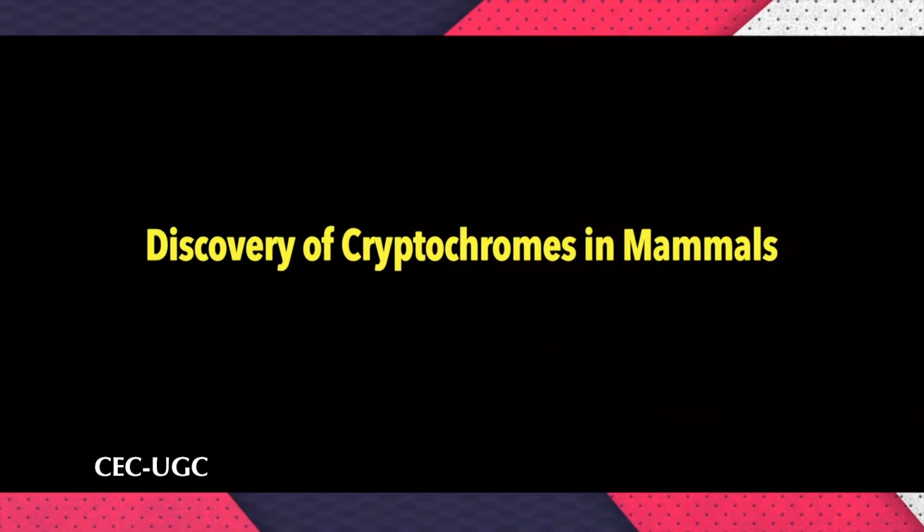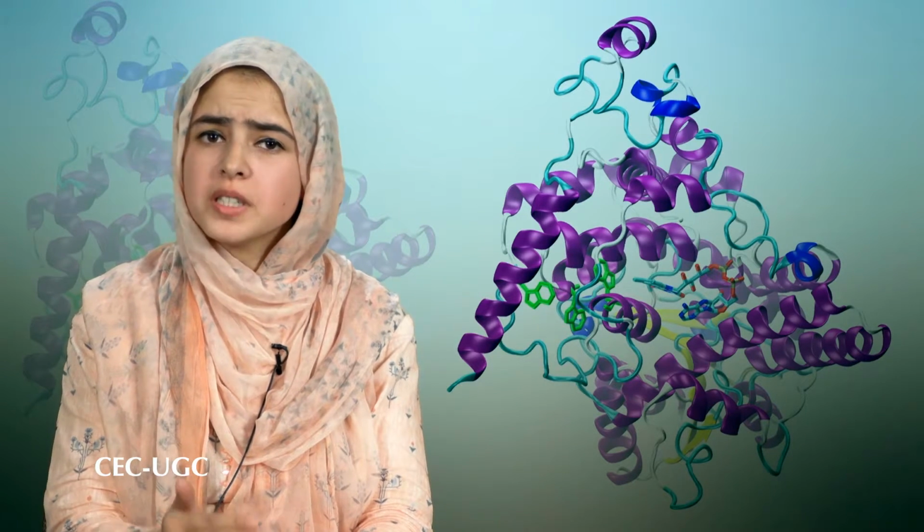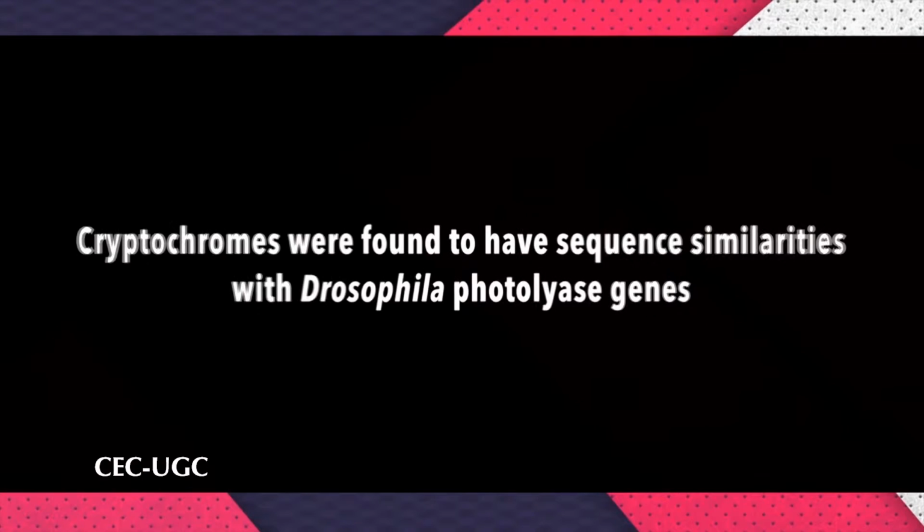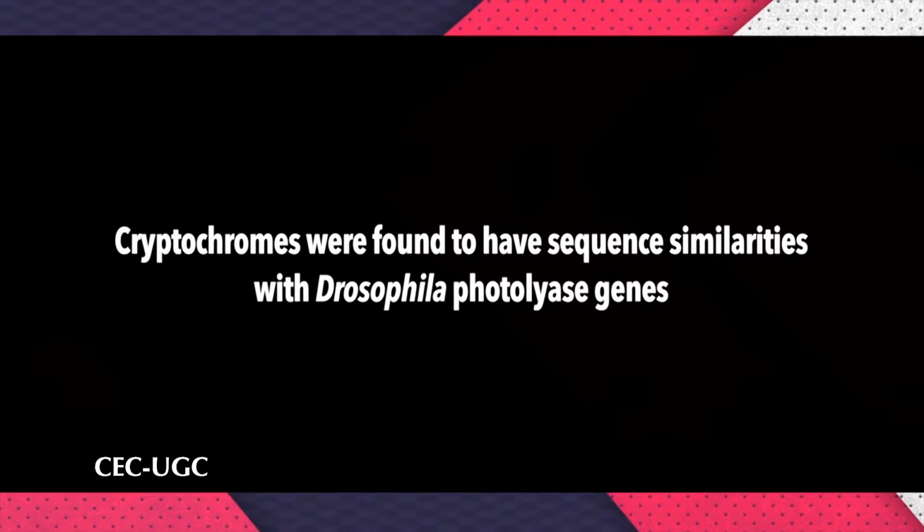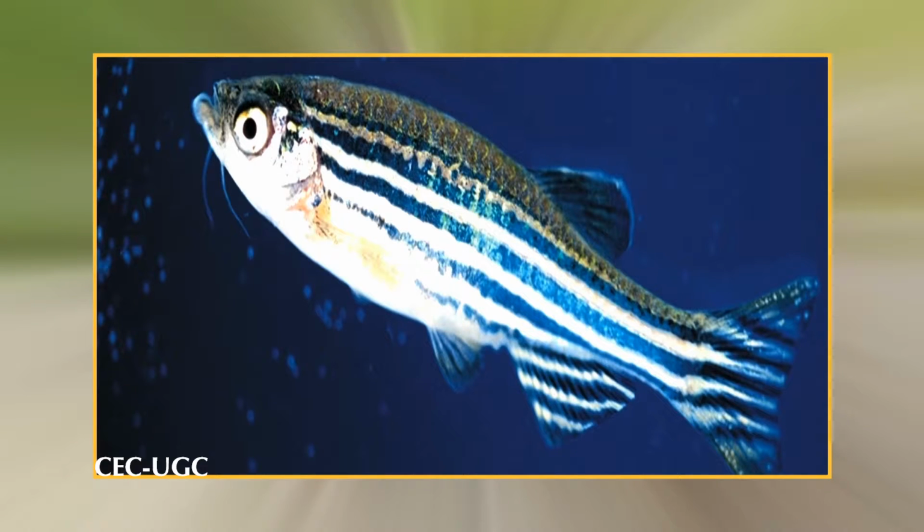Now, a brief account of discovery of cryptochromes in mammals. Mammalian cryptochromes were identified by screening of a human cDNA library. Cryptochromes were found to have sequence similarities with the Drosophila photolyase genes. As of now, cryptochromes have been identified in a variety of animals including zebrafish.